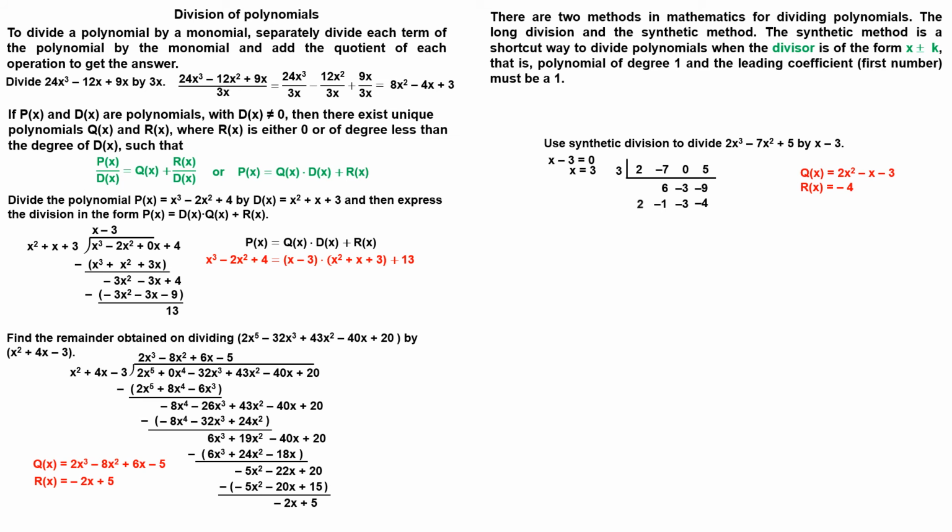Pay attention in the next example. First, set the divisor equal to 0 to find the number to put in the division box on the left. Next, write the coefficients of the dividend on the right, and if any terms are missing, you must use a 0 to fill in the missing terms. Bring down the leading coefficient to the bottom row.